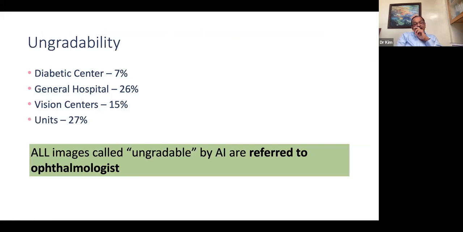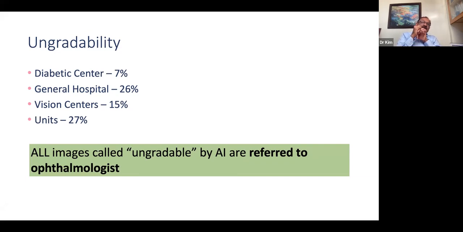Looking at the ungradability of these images, again in the diabetic center, this particular center was dilating all the patients, so the ungradability was low, whereas in the general clinic, it was not dilated, and so our ungradability was higher in these places. In the vision centers, it was around 15%, again possibly because these are patients who have cataract associated problems. We have not looked into that data yet.